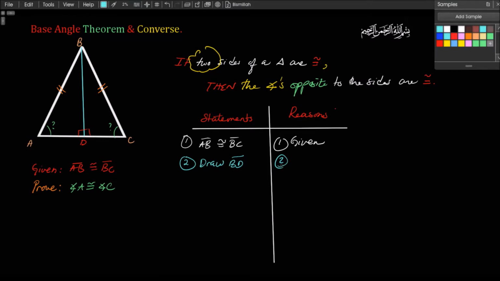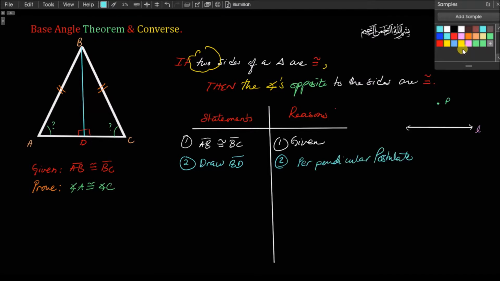Now, BD, you understand, is no ordinary segment. It is a segment that's perpendicular to AC. And we can do this because, now this is the $1 million question, why can we do this? We can do this because of the perpendicular postulate.